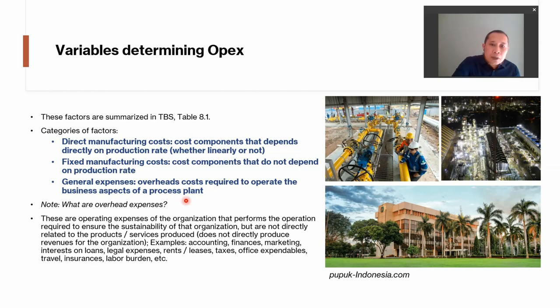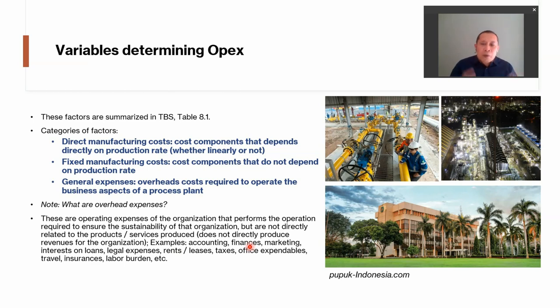So as a note, and you will hear this term overhead every now and then, what is exactly an overhead cost? These are operating expenses of the organization that perform the operations required to ensure the sustainability of that organization, okay, but are not directly related to the products or services produced. So it does not directly produce revenues for the organization.